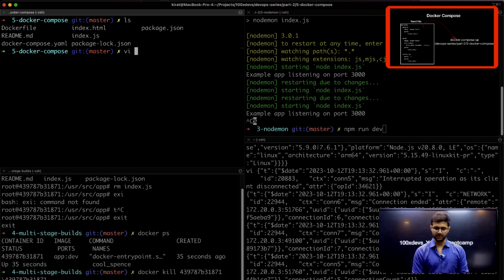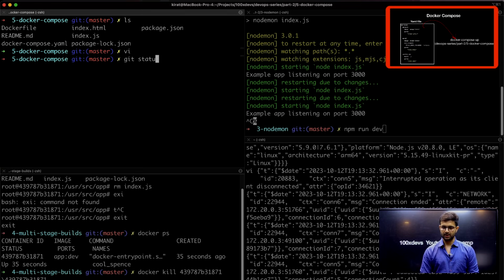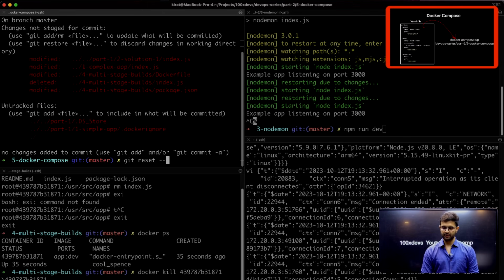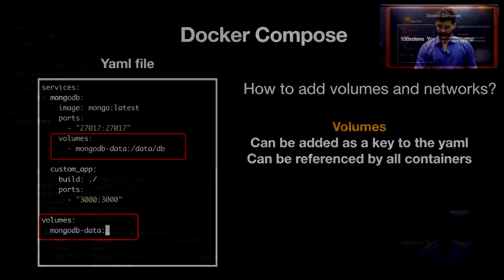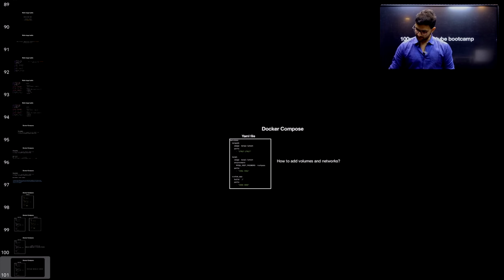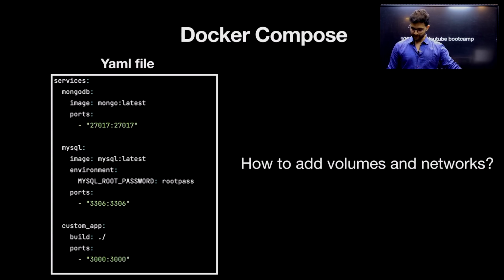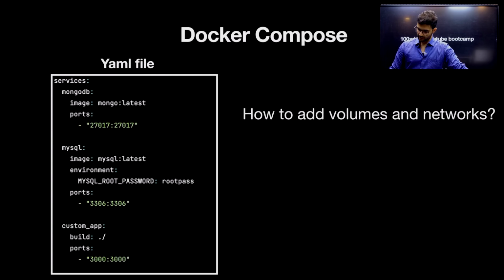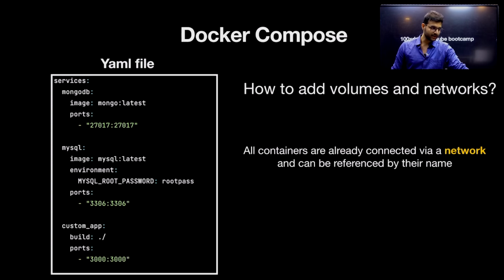Secondly, we don't have volumes here. So let me just reset this file. That does look right. Let's also show you the same thing in the slides. This was the original Docker image that we had, where we had 3 services. How do you add volumes and networks to it?